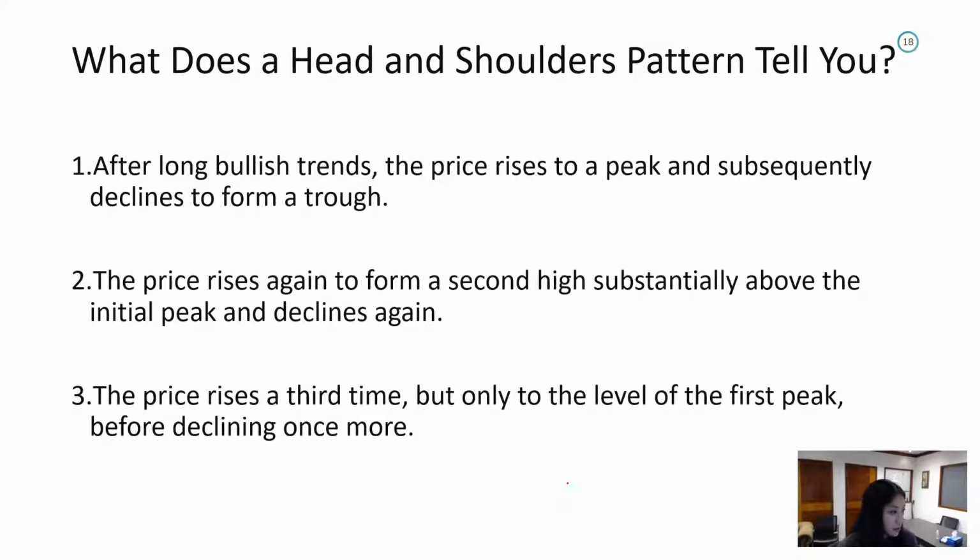So as you see here, the third time will be here, but only to the level of the first peak, as I mentioned earlier, before it declines once more. So this is the first rise up, and this is the second rise up. This will be the third rise up. The first rise up and the third rise up will always be at the same level, if not the same, then a very close level.